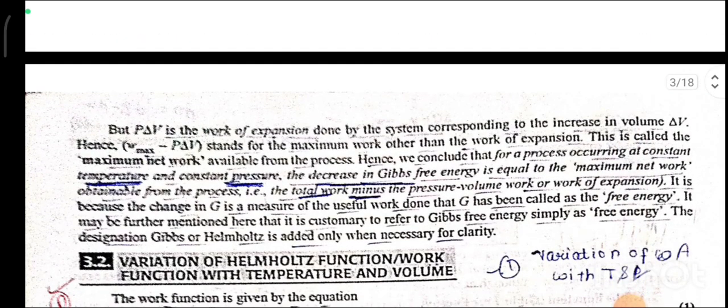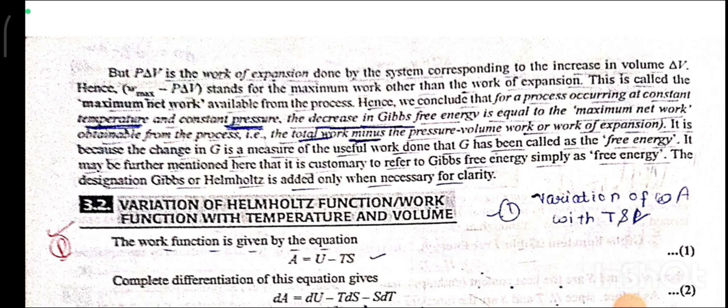But P delta V is the work of expansion done by the system corresponding to the increase in volume delta V. Hence, W max minus P delta V stands for the maximum work other than the work of expansion. This is called the maximum net work available for the process. Hence, we conclude that for a process occurring at constant temperature and constant pressure, the decrease in the Gibbs free energy is equal to the maximum net work obtained from the process, that is total work minus the pressure-volume work, or the work of expansion.